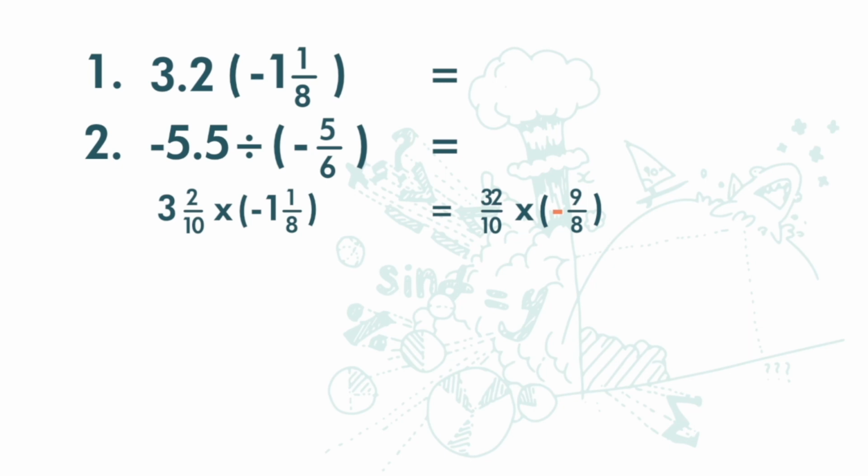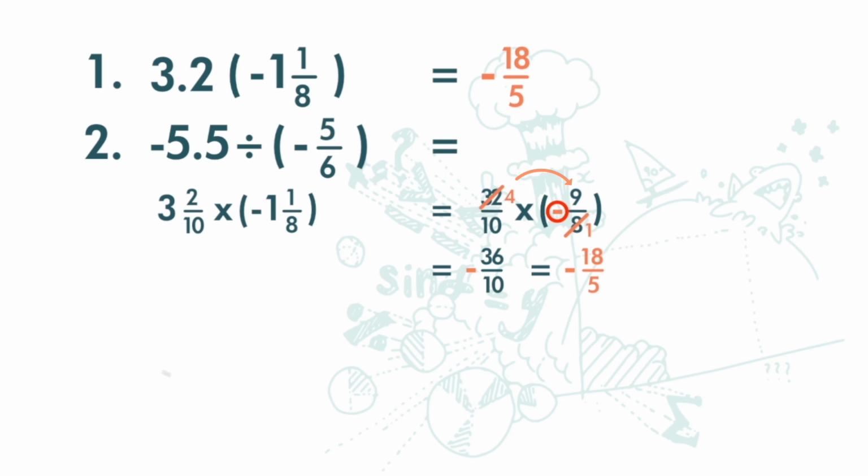Now let's see if we can simplify the fractions. 8 divided by 8 is 1. 32 divided by 8 is 4. And then we multiply 4 by 9 to get 36. Don't forget the negative sign here. So it's a positive times a negative, and the answer is a negative. And the denominator is still 10. We can simplify it to -18 over 5.